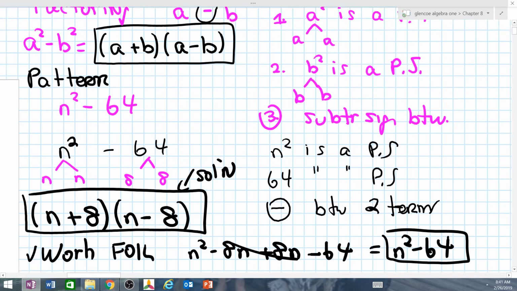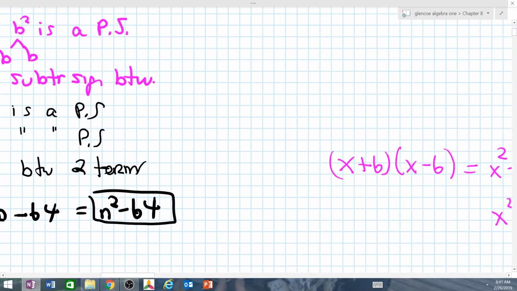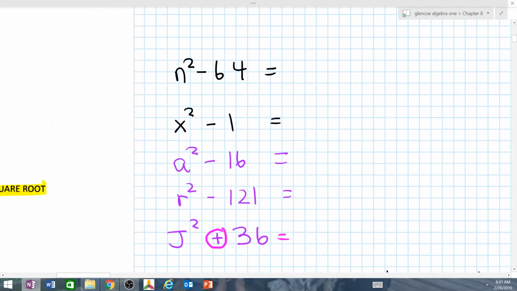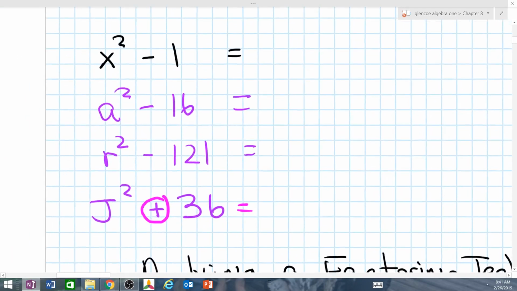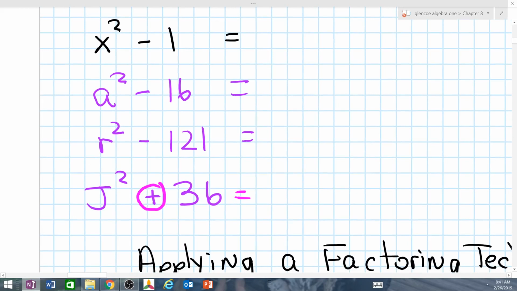So let's try one. Okay, let's try this one right here. Let's try x squared minus 1. X squared minus 1. All right, is x squared a perfect square? Yes or no? Is 1 a perfect square? Yes, it is. 1 is a perfect square. Is there a subtraction sign between it? Okay, then go ahead and factor it.